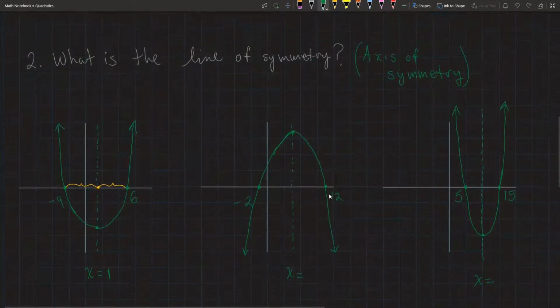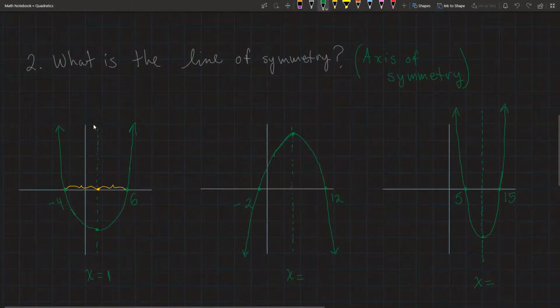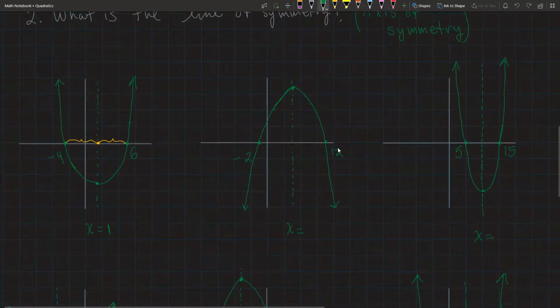Suppose we have a parabola, whether it curves upwards or whether it curves downwards, and we found the two x-intercepts. One of them is negative 2, the other one's 12. We can take the average to find that line of symmetry. What is that? It should be x equals 5. How do we get that? 12 minus 2 is 10, and we divide that by 2 is 5.